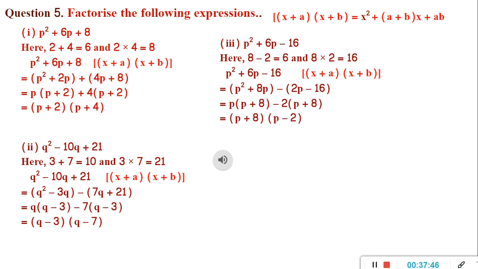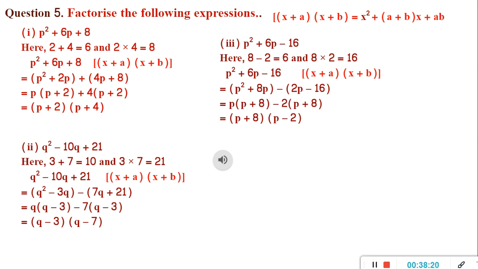Let's see how it is coming. We can write it like this: P square plus 8P minus 2P minus 16. Now grouping first and second. From the first group we can take P out, and P plus 8 is remaining there. From the second group we can take 2 out, then P plus 8 is remaining there, because minus 16, minus we already taken, so plus is remaining there. So now the common factor is P plus 8, and the second one is P minus 2.